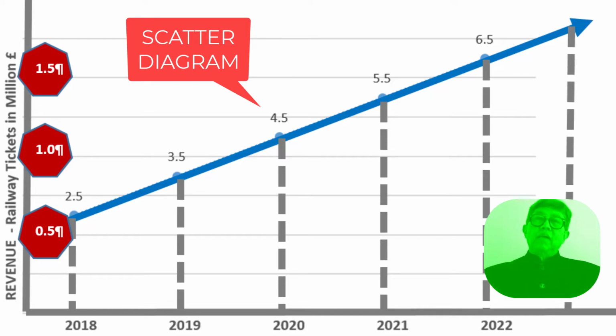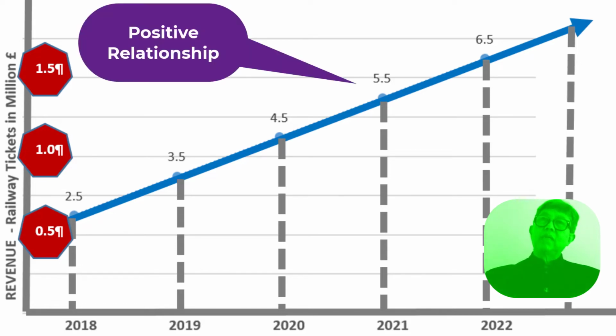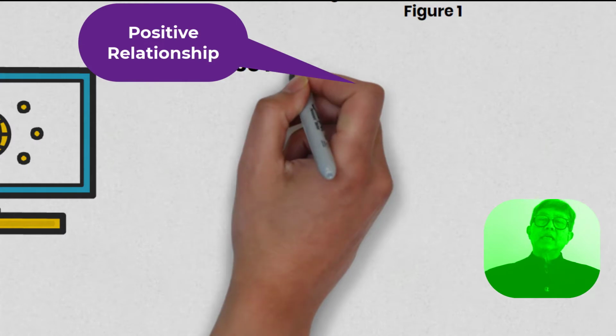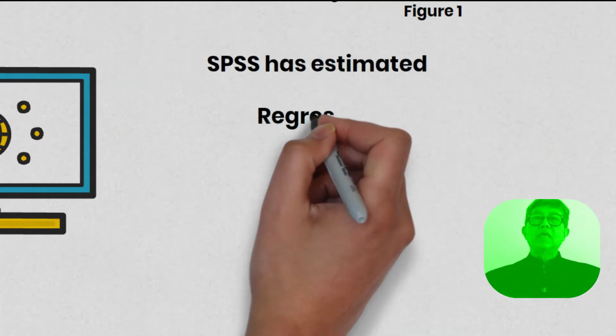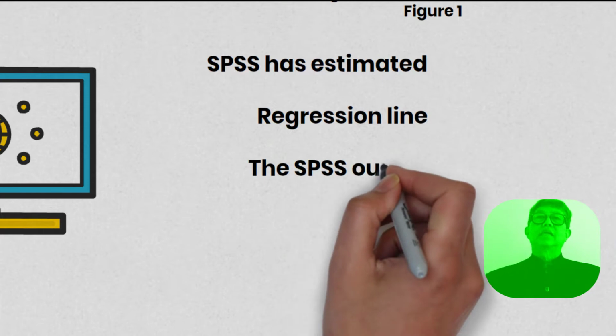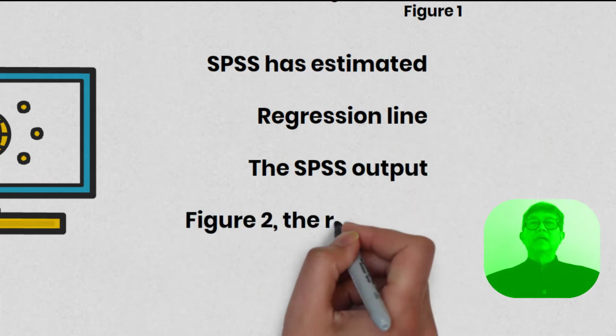If you look at figure 1, the scatter diagram of the ticket sales and advertising expenses shows a positive relationship. When the advertising expenses increase, with more adverts about British Rail on television or YouTube or other social media, the more people travel by train, the more revenue for British Rail. SPSS has estimated the regression line as y equals 0.5 plus 1x, as you can see in the SPSS output here.